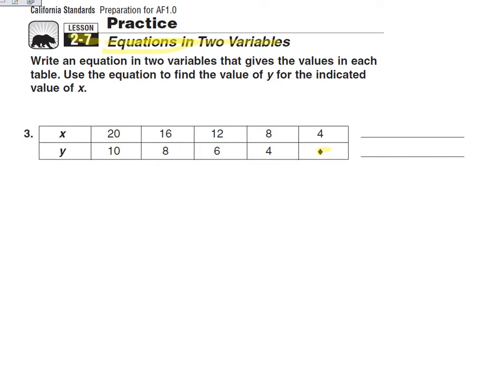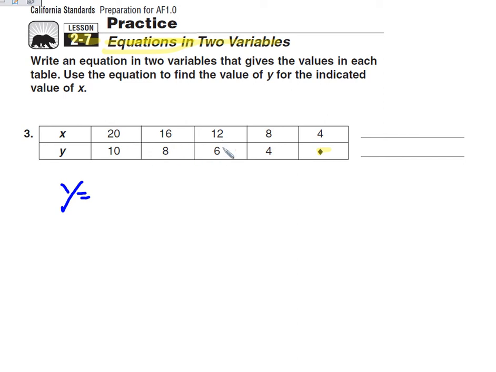So let's take a look. It's going to be y equals something happening to x. Something happens to x to give me y. What happens to x? 20 to 10. Well, is it minus 10? That works for this example, but 16 minus 10 is not 8, and 12 minus 10 is not 6.